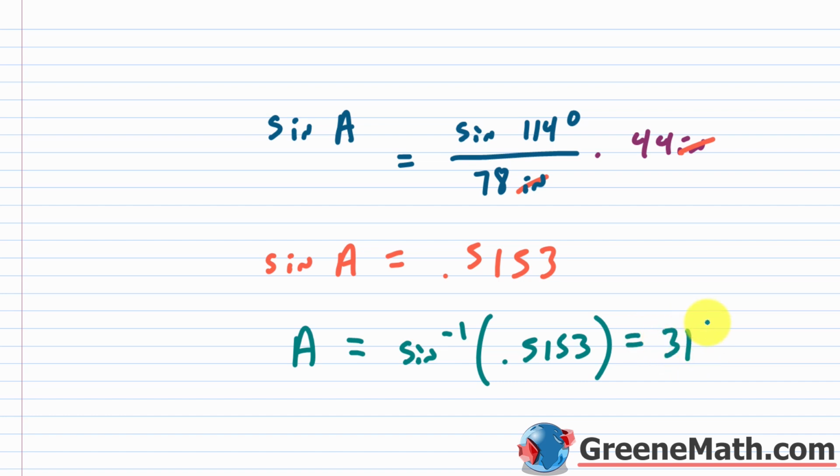So that tells me the measure of angle C would be 180 degrees minus 114 degrees minus 31 degrees, and that's going to be 35 degrees. So let's say C is equal to 35 degrees. And again, the measure of angle A and the measure of angle C, those are both approximations.